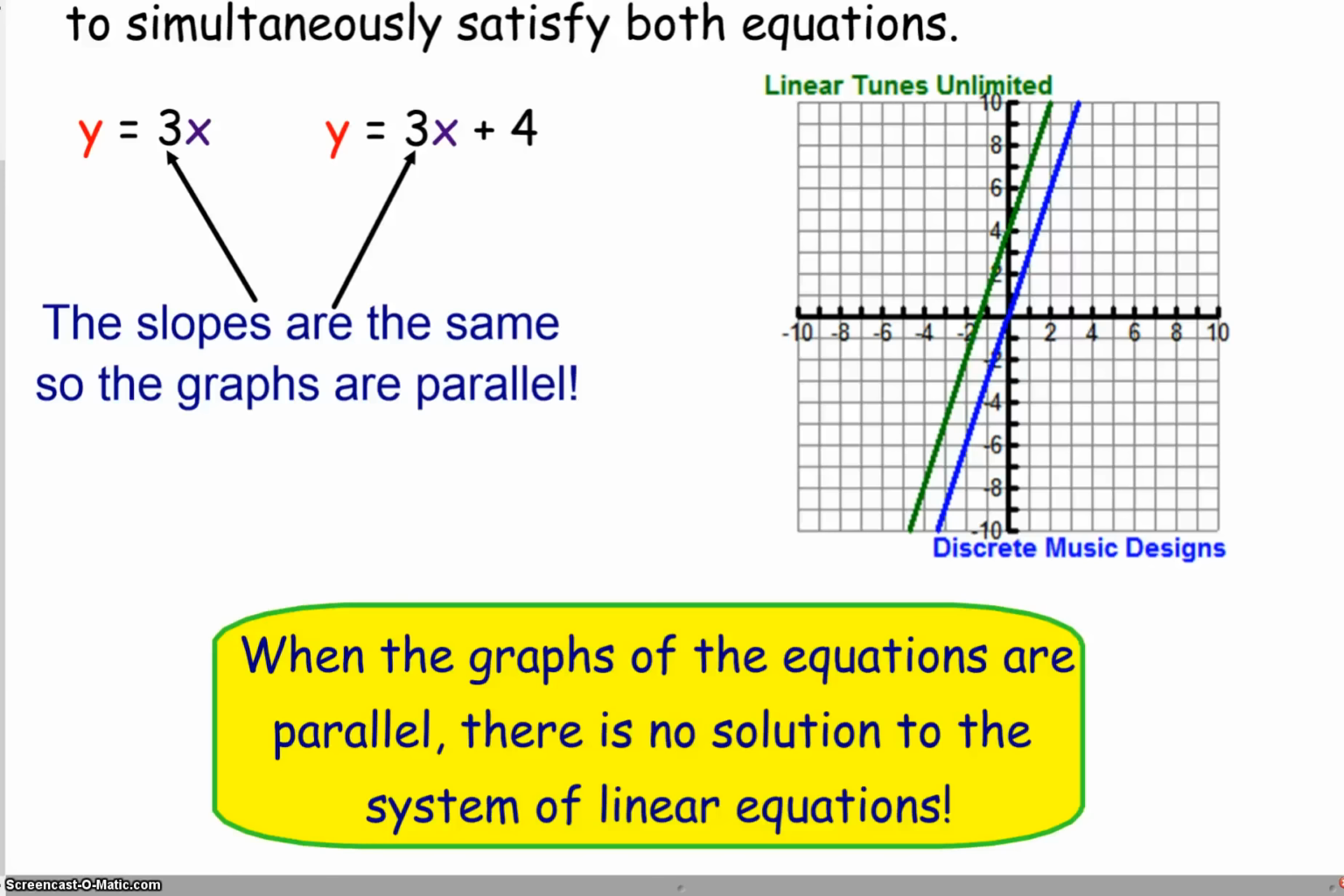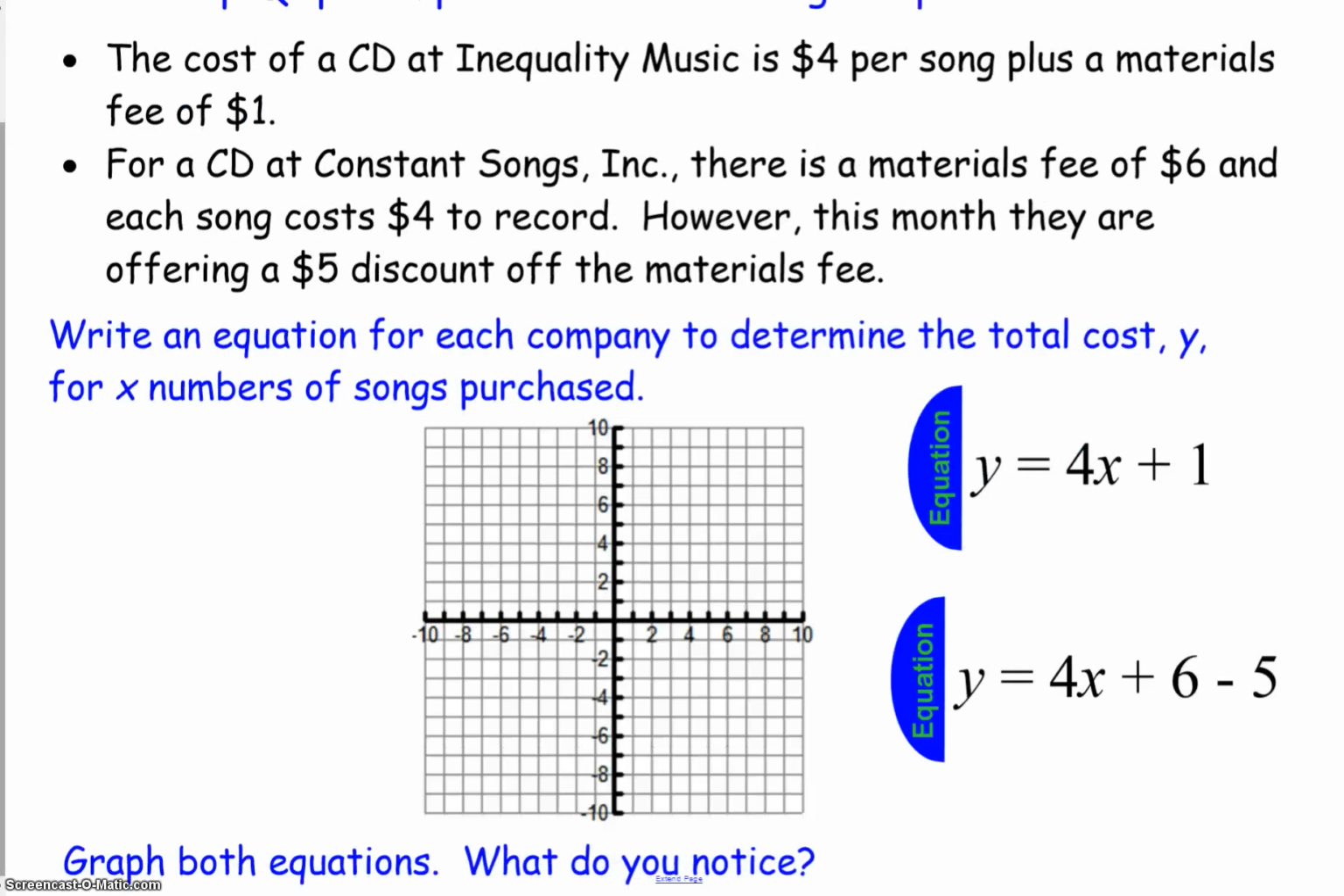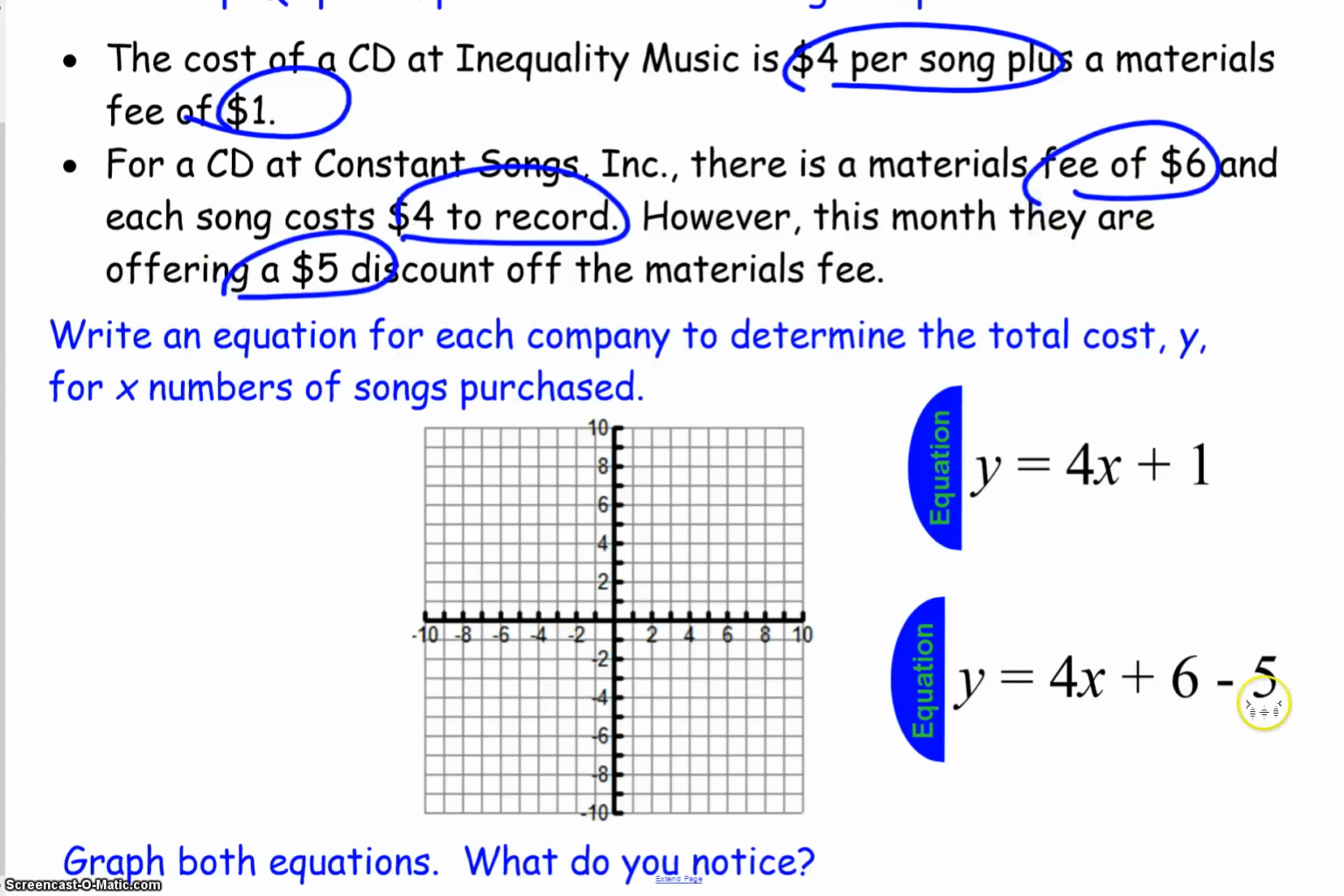All right, last example. It says, well, there's the equations. The cost of a CD at Any Quality Music is $4 per song plus a materials fee of $1. The CD at Constant Songs Incorporated has a material fee of $6 and each song costs $4 to record. However, this month they are offering a $5 discount off the materials. So write each an equation. So y equals 4x plus 1, 4 per song, $1, and then $4 per song plus a $6 fee but a discount of 5, so you have plus 6 minus 5.